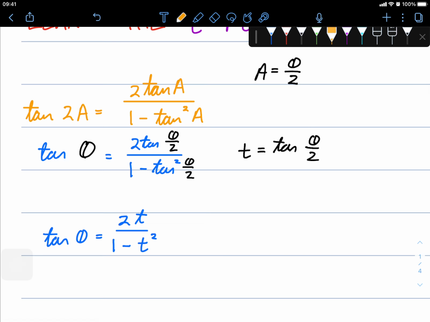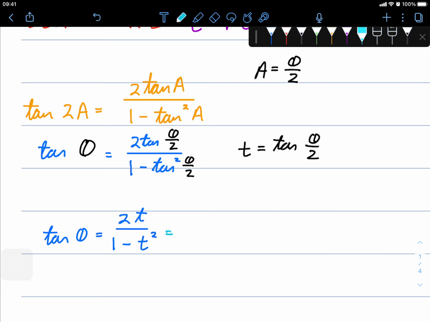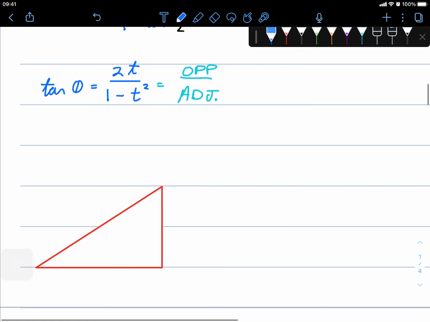Now, it may not be very obvious, but if we go back all the way to basics, that's going to be opposite over adjacent, not hypotenuse. Which, if we apply it just like that in our triangle here, if we say we let that angle be theta, opposite is 2t, adjacent is 1 minus t squared. We can find sine and cos by finding the hypotenuse.